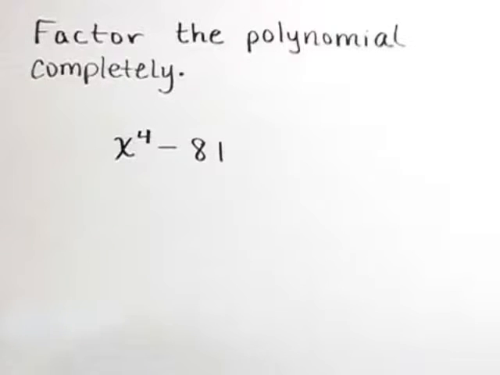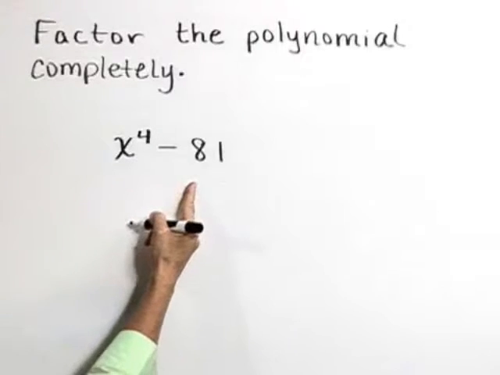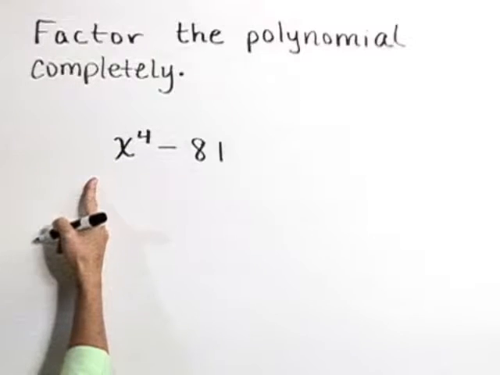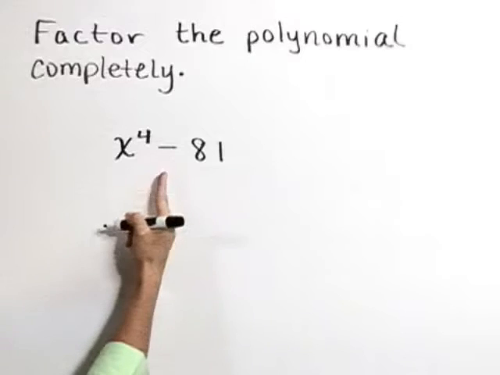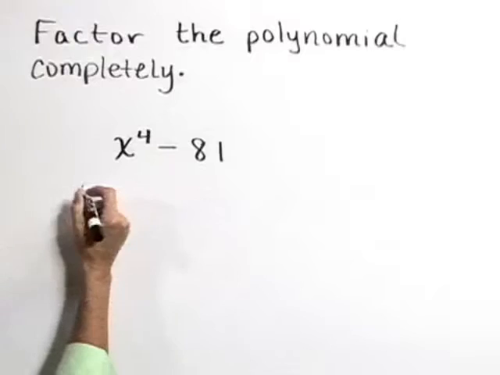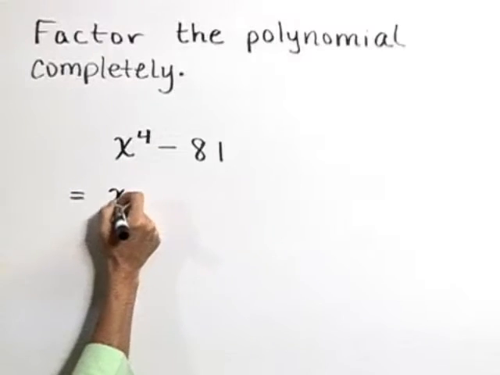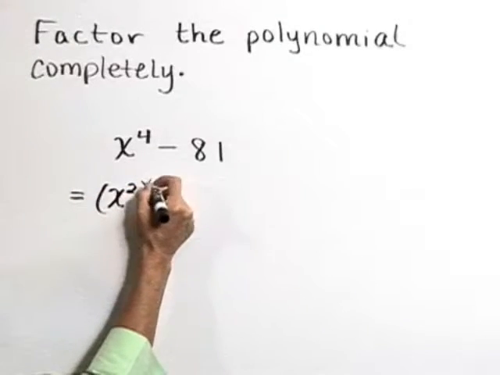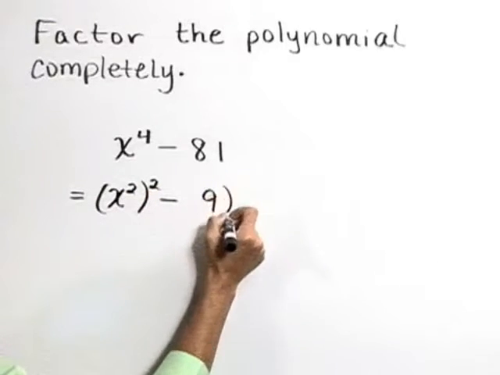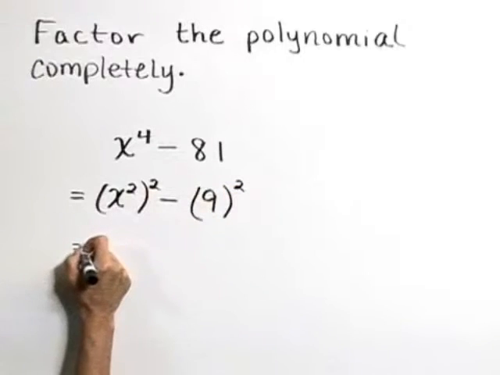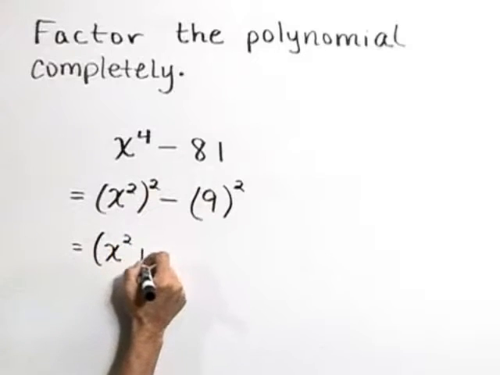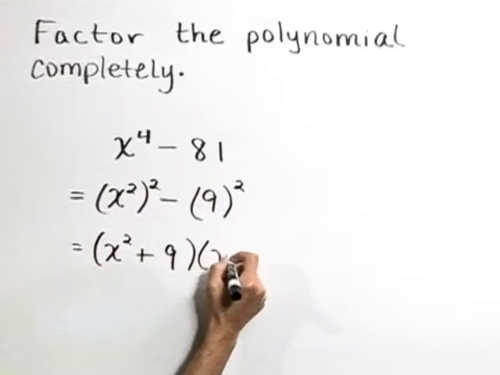Factor the polynomial completely. x to the fourth minus 81. Notice that there's no greatest common factor to pull out to the front, but also notice that this is a difference of two terms that are both perfect squares. x to the fourth is x squared, quantity squared, and 81 is 9 squared. Now this difference of squares is going to factor as x squared plus 9 times x squared minus 9.